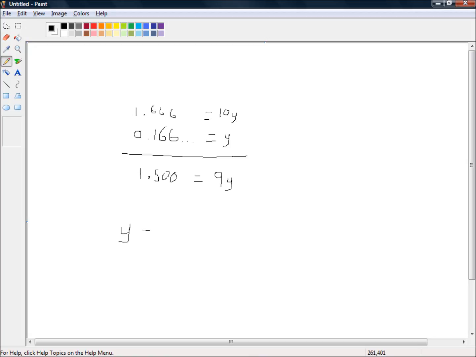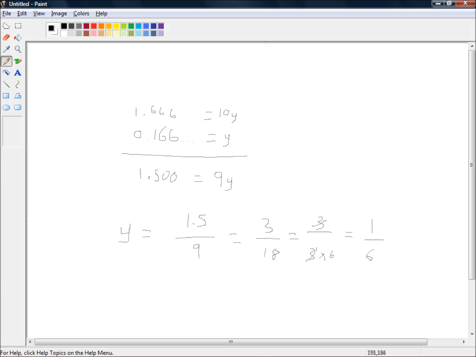Okay, so y is equal to 1.5 divided by 9. Well, if I try to simplify this, I can double top and bottom, so that's equal to 3 over 18. And now I know that 18 will go into 3, because 18 is equal to 3 times 6. So that's equal to 3 over 3 times 6. The 3s cancel, and I'm left with 1 over 6. Okay, well, that's fairly straightforward.